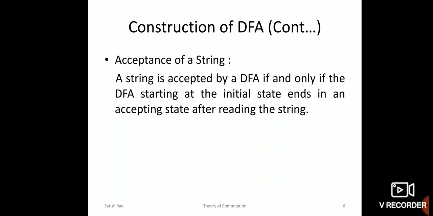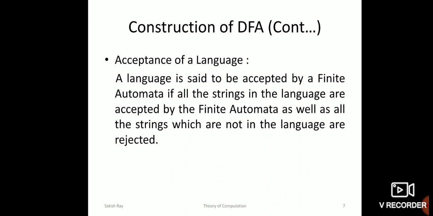Now we can conclude that, as stated in the previous session, a string is accepted by a DFA if and only if the DFA starting at the initial state ends in an accepting state after reading the string, and a language is said to be accepted by a finite automata if all the strings in the language are accepted by the finite automata, as well as all the strings which are not in the language are rejected.